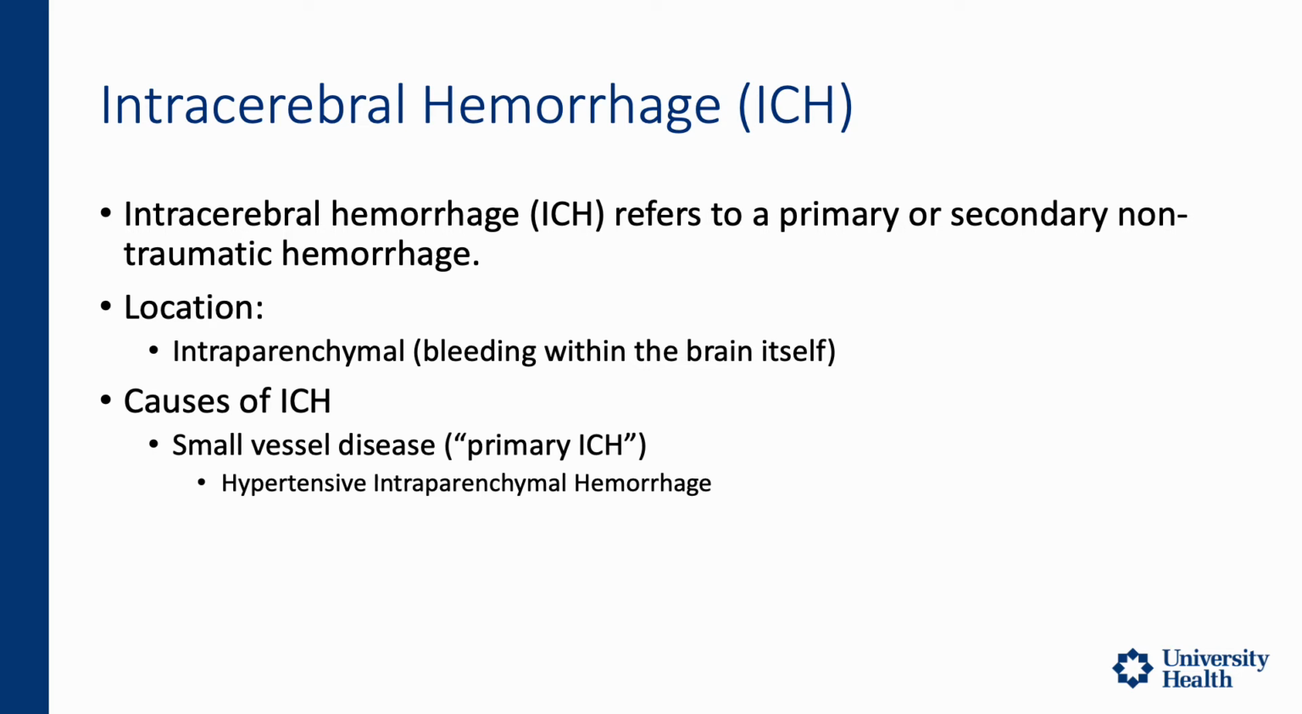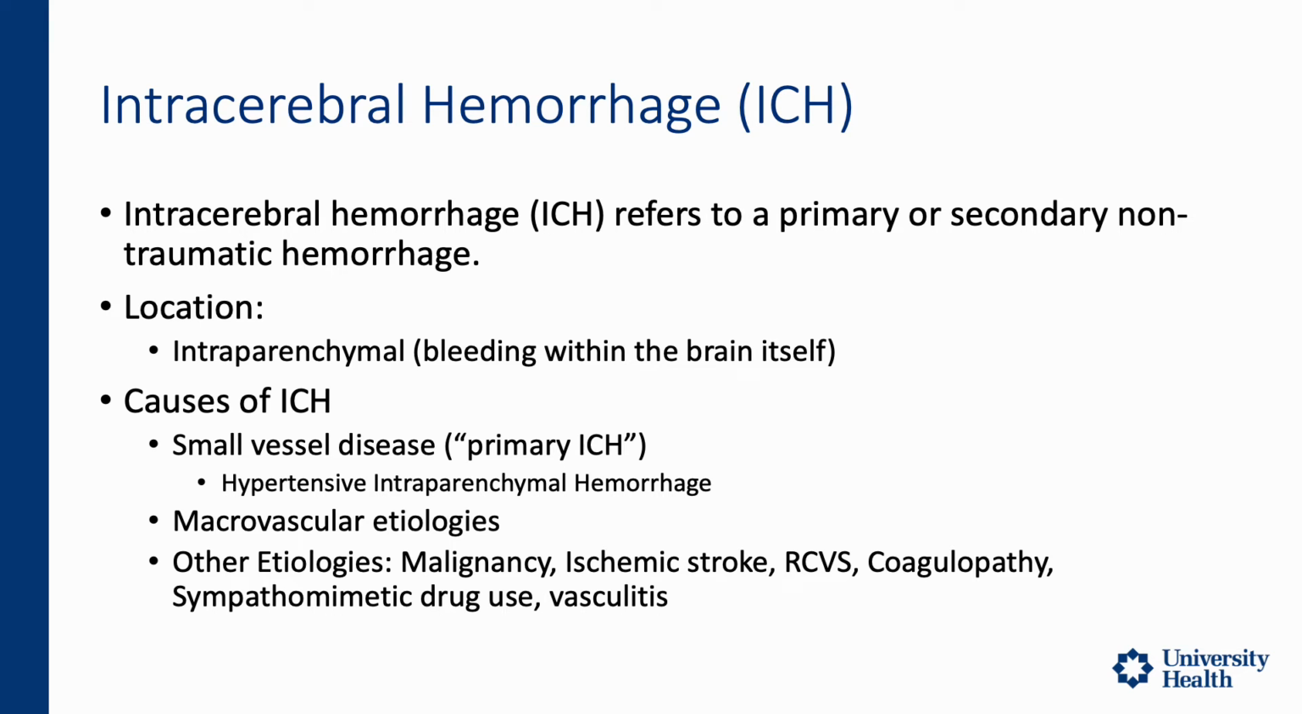Causes of the intracranial hemorrhages. So you have your small vessel disease. This is going to be possibly the most common cause of intracranial hemorrhage, and it's known as your primary intracranial hemorrhage. So your hypertensive intraparenchymal hemorrhage. We think about our patients that have long-standing history of hypertension or risk factors like they're older, diabetes, have multiple comorbidities. And then you have your macrovascular etiologies.